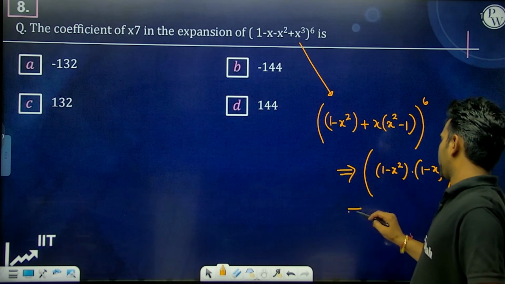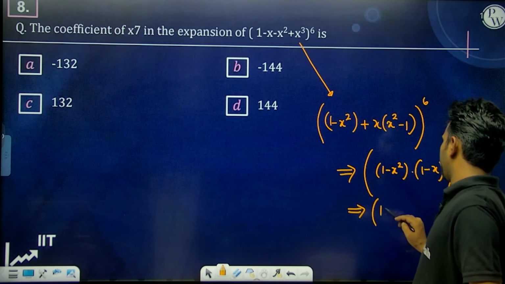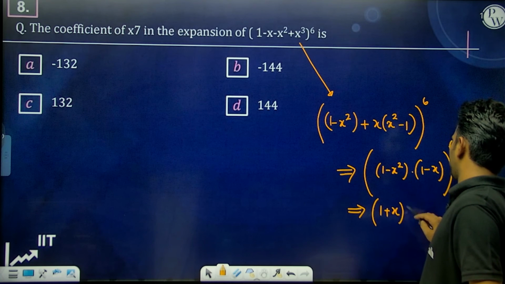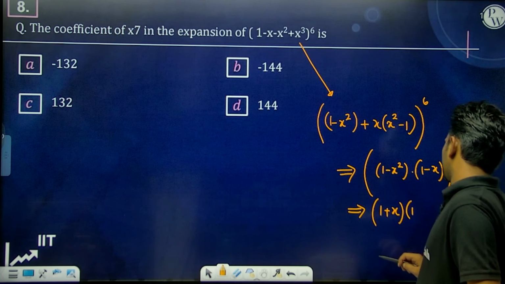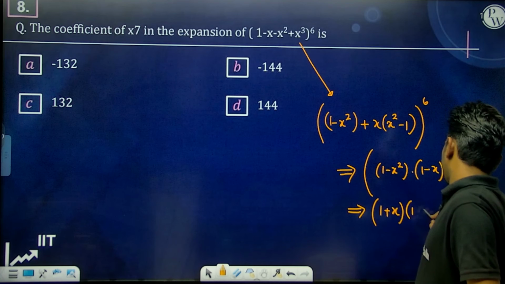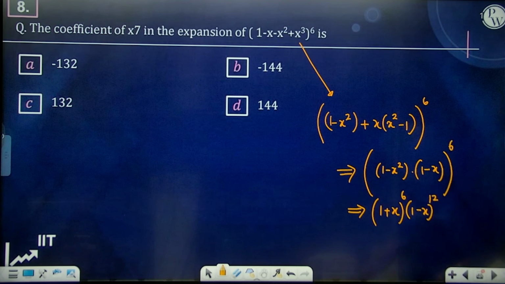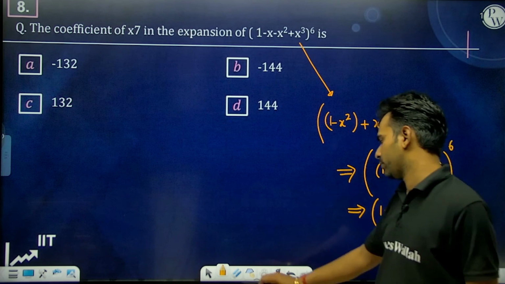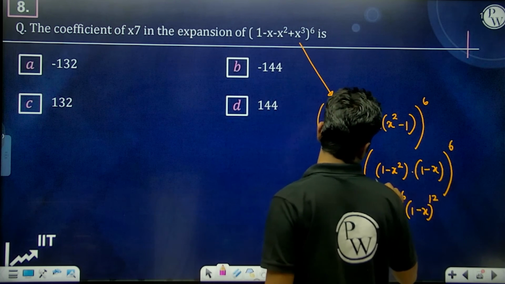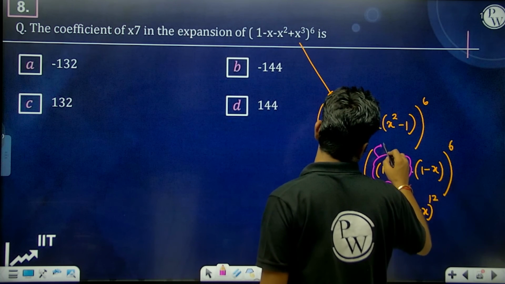Yep, okay. This same problem can also be written as 1 minus 1 plus x times 1 minus x, that is, 1 plus x into 1 minus x. So 1 minus x to the power 12 and 1 plus x to the power 6, this is what we can write down. The coefficient of x to the power 7 is what we want to find out. This is what we have written because we can write this as 1 plus x into 1 minus x.